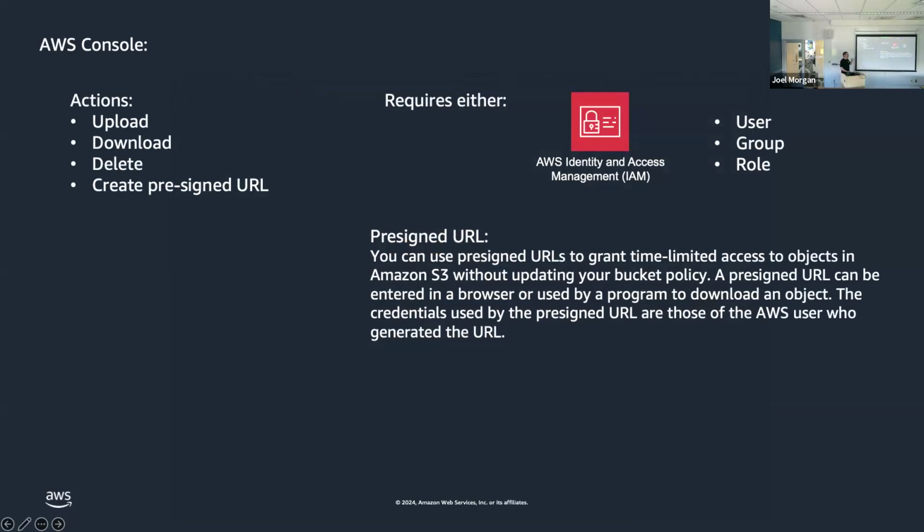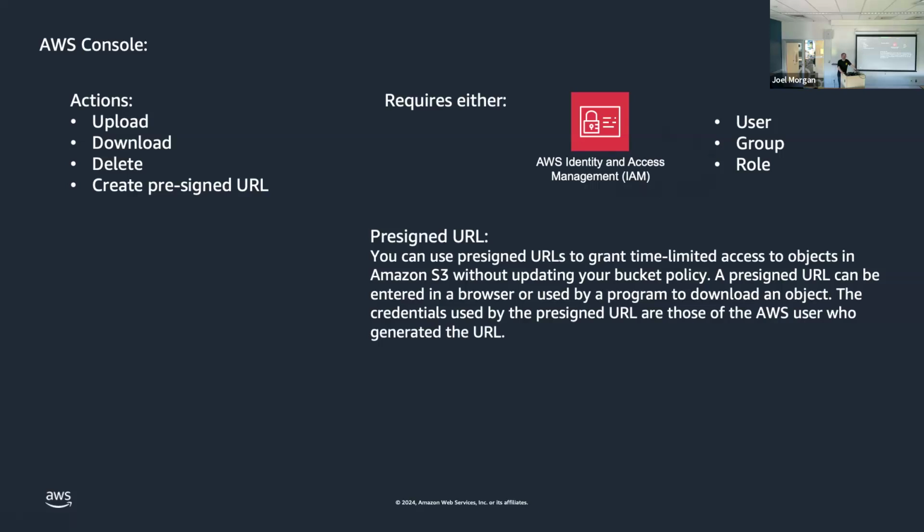These are the actions you can do through the AWS console to your data in S3. You can upload, you can download, you can delete it, and you can create pre-signed URLs. To get to your S3 bucket, you need one of two things. So let's say I have data in my bucket that people in my lab need to share, or I want to share with another institution or something.